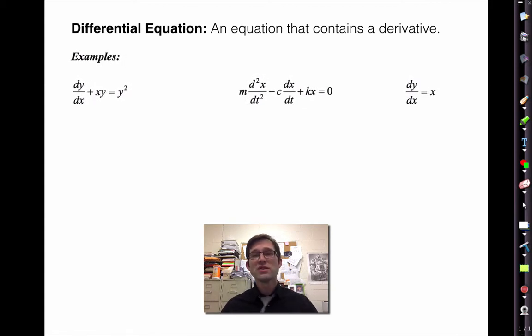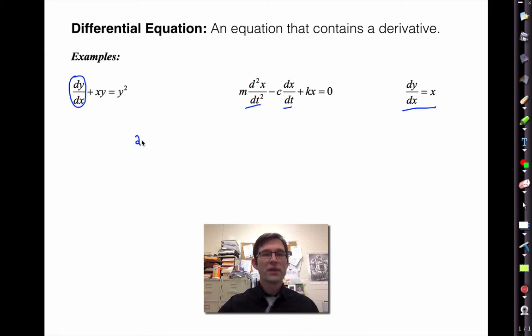So those three equations that just popped up on the screen, they're three cases of differential equations. This is a differential equation because obviously it's an equation and it involves this first derivative, dy dx. Here we've got a differential equation that involves a couple derivatives, this second derivative and this first derivative. Here we have an amazingly simple differential equation. Now, what does it mean to solve a differential equation?